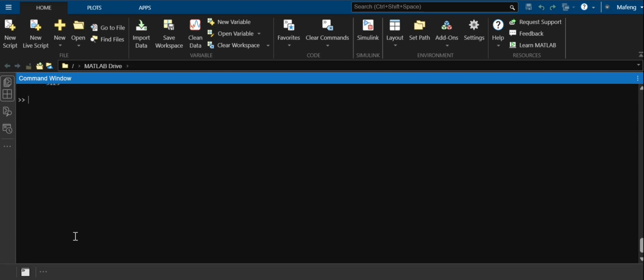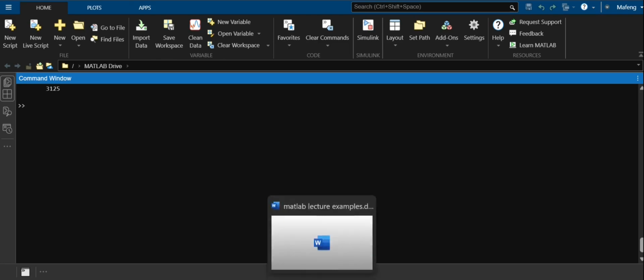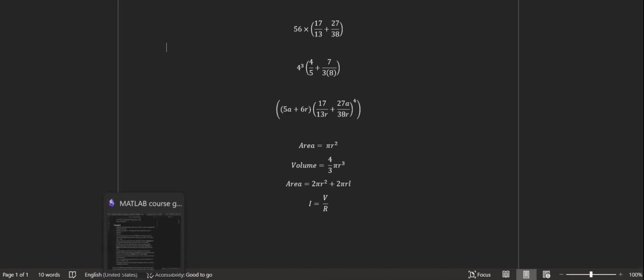So let's take some more complex examples to solve. Okay, so here I have this 56 times the sum of two fractions in parentheses. So you add up the two fractions first before you multiply by 56. So 56 times 17 over 13 plus 27 over 38. So let's see how we would express that in MATLAB.